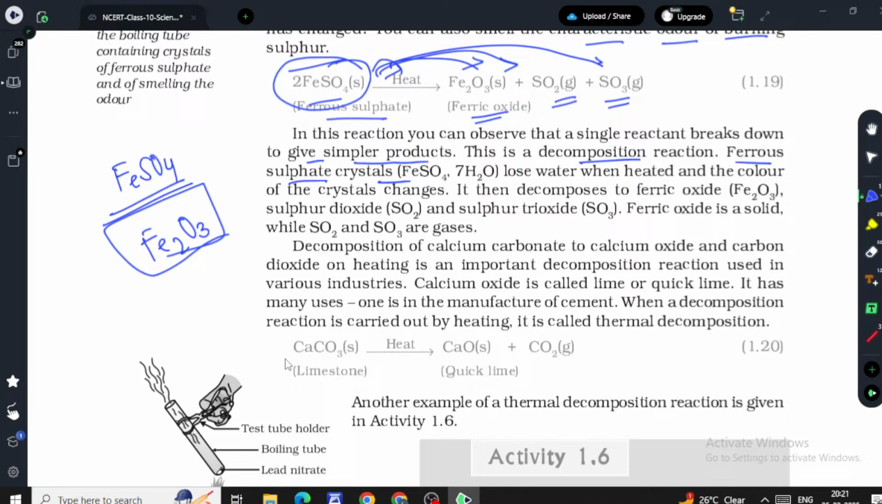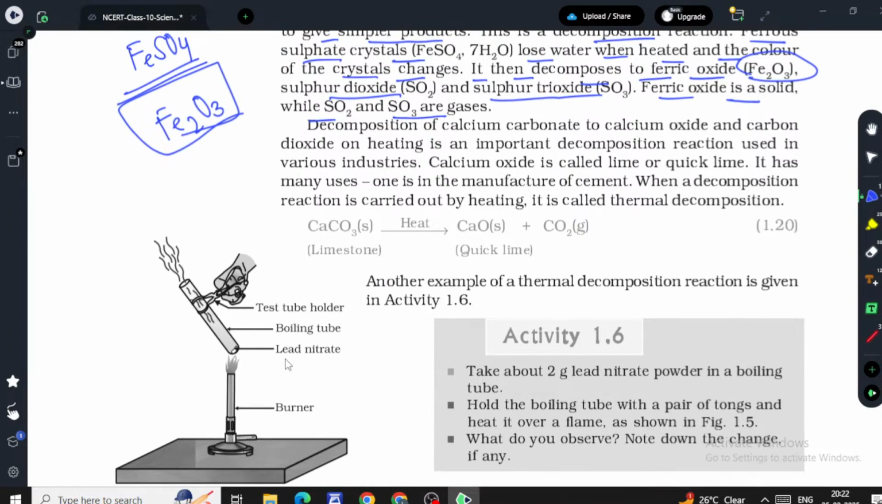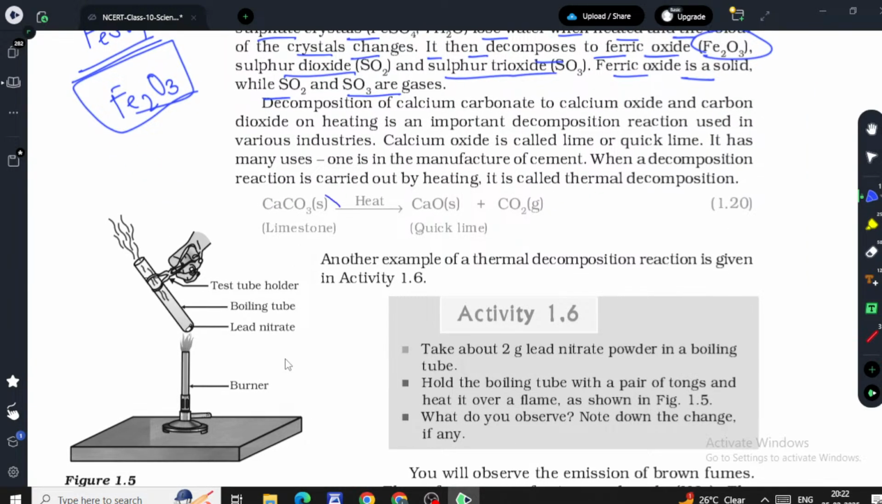Ferrous sulfate loses water when heated and the color of the crystals changes. It then decomposes to ferric oxide, Fe2O3, sulfur dioxide and sulfur trioxide. Ferric oxide is a solid while SO2 and SO3 are gases. Decomposition of calcium carbonate: the calcium carbonate decomposition reaction converts it into calcium oxide, which is quicklime, and carbon dioxide.